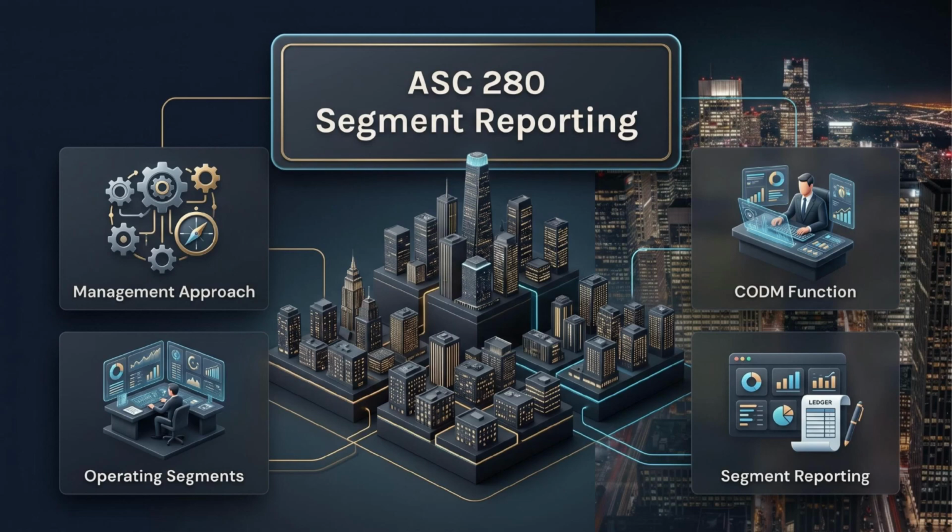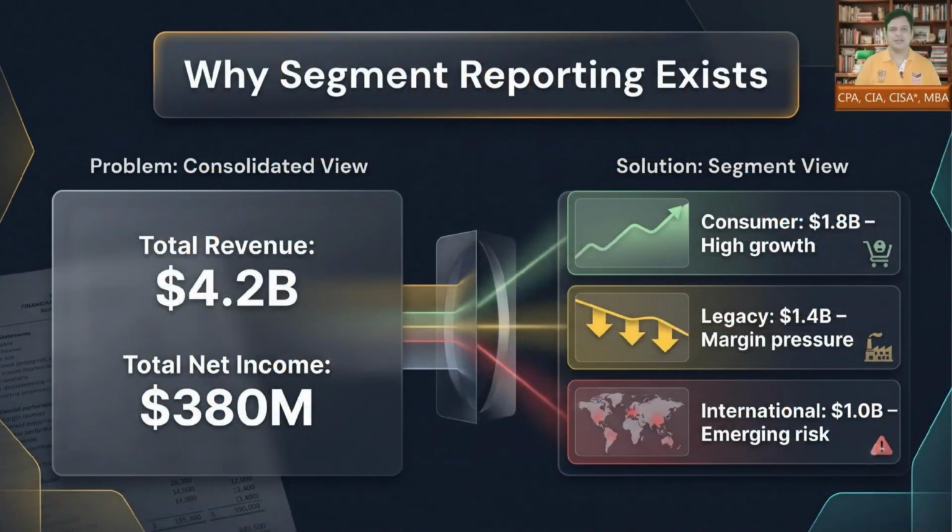ASC 280 tells public entities how to report segment information so users can understand the business the way management actually reviews it. Segment reporting exists because consolidated totals can hide business reality. Imagine a company with one strong consumer division, one declining legacy division, and one international operation facing currency and regulatory risks. If users only see total revenue and total net income, they cannot judge where the growth is coming from or where risk is concentrated. Segment disclosure releases that hidden information. It does not replace the consolidated statements, it adds decision useful detail behind them.